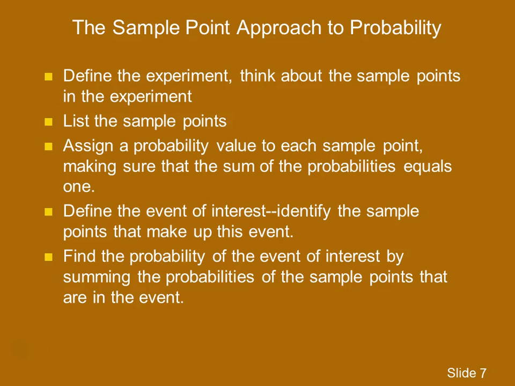Define the event of interest. What is it you're looking for? What are you trying to solve for? Can you identify which sample points make up that event? If you can, then it's pretty easy to find the probability of the event because you simply sum the probabilities of the sample points that are in the event.